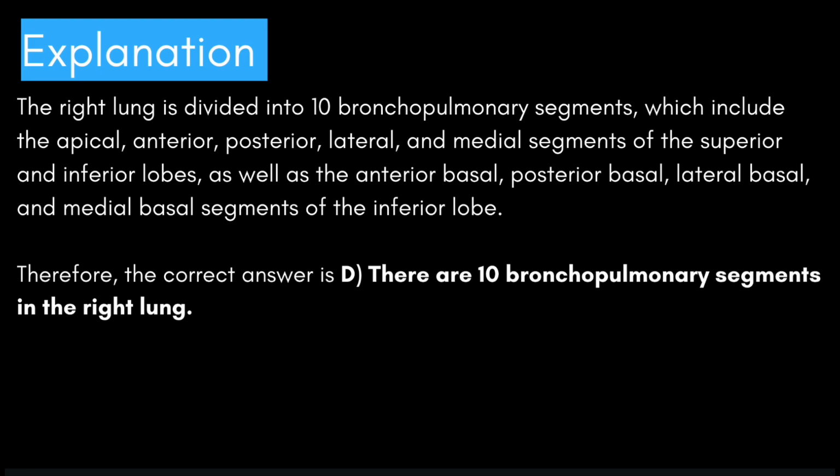The right lung is divided into 10 bronchopulmonary segments, which include the apical, anterior, posterior, lateral, and medial segments of the superior and inferior lobes, as well as the anterior basal, posterior basal, lateral basal, and medial basal segments of the inferior lobe. Therefore, the correct answer is D. There are 10 bronchopulmonary segments in the right lung. Let's go ahead and see why the other answer choices are incorrect.